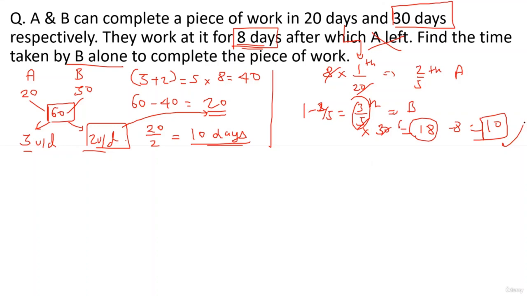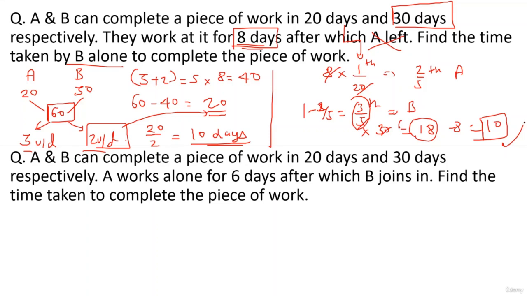So you can also solve the same question using the unitary method or the reciprocal method. Okay, let's see one more. Okay, same thing. A and B complete a piece of work in 20 and 30 days respectively. A works alone for 6 days, and after which B joins. Find the time taken to complete the piece of work.